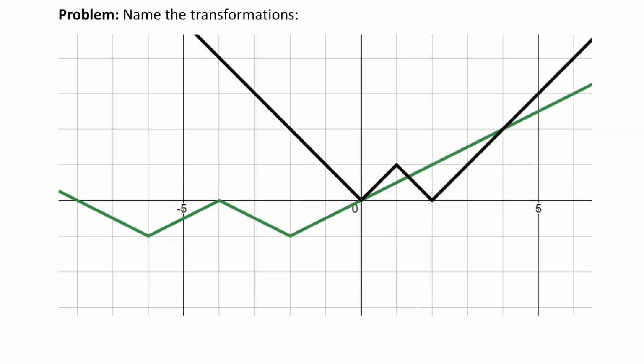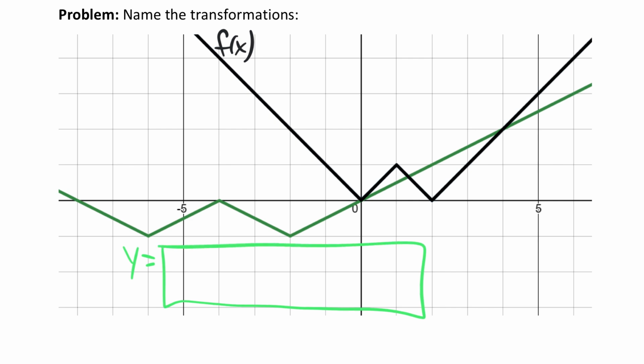So I want you to give this a try. The initial graph here is in black, and this is the new y equals graph. There's been some kind of transformation. I'd like you to pause the video and see if you can determine the transformation. All right, assuming you gave that a try, we want to focus on that little triangle. That's a good shape to track. We notice that it's got the same height over here, but the base is twice as large.